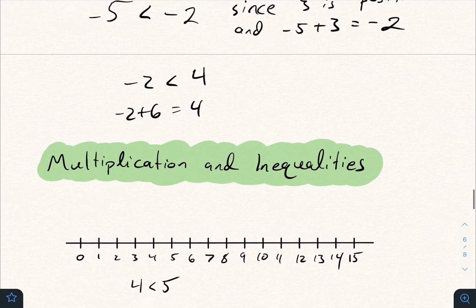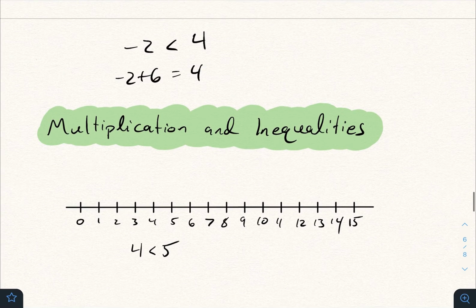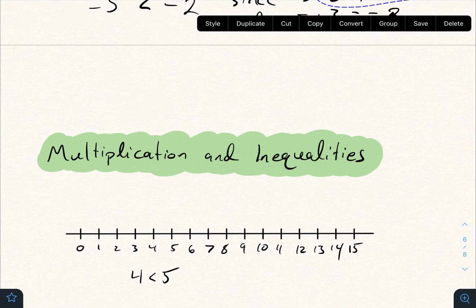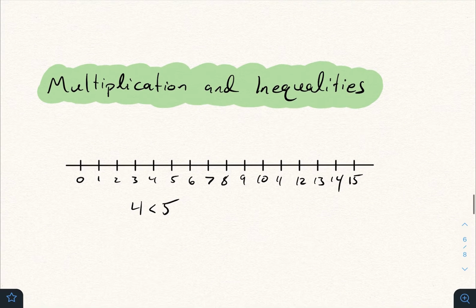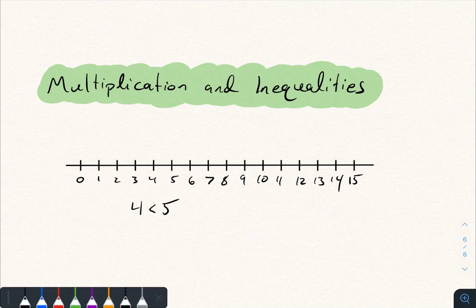All right. Let's talk about multiplication and inequalities. So let's start with the inequality 4 is less than 5. Here I have 4 on the number line, and I guess maybe I'll do this in blue, blue for the number 5. Okay, color coordinating.